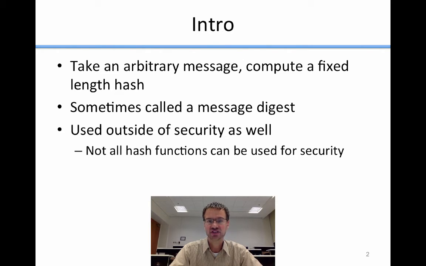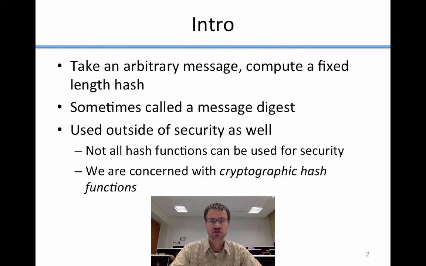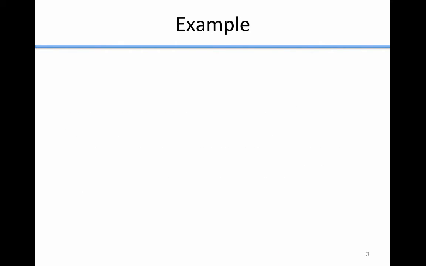But not all hash functions can be used for security. Cryptographic hash functions are the ones we're concerned with that can be used for security. There's a lot of ways that you can convert an arbitrary amount of data into a fixed length hash, but you'd have to have certain properties if we're going to use them within cryptography. So let's look at a simple example of a hash function.